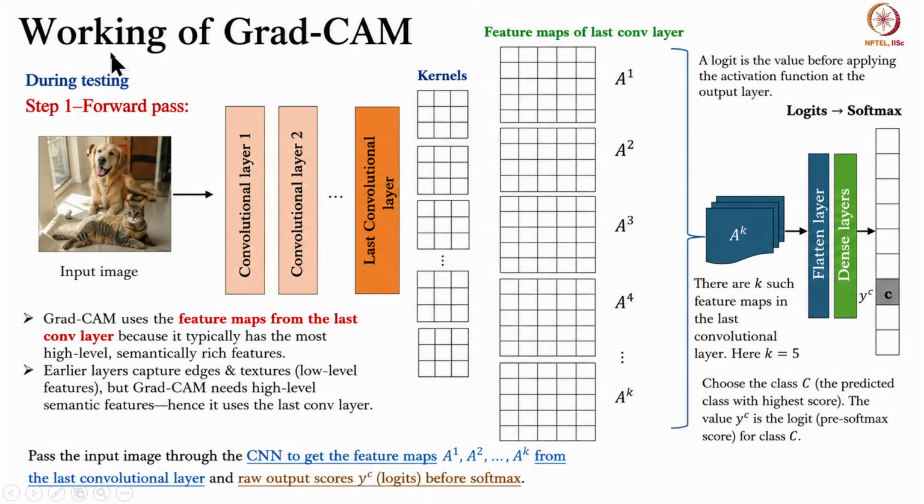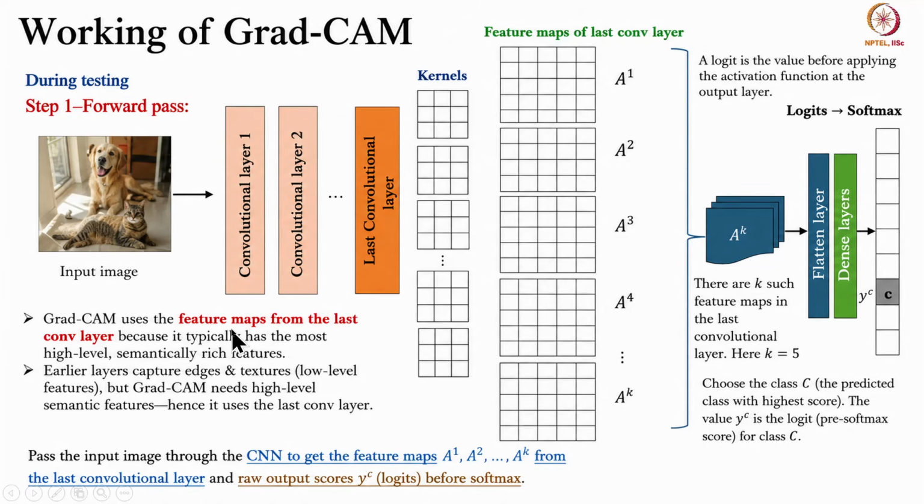In the first step, we have to make a forward pass. Input image is passed through various convolutional layers and reaches the last convolutional layer. Though every convolutional layer generates kernels and feature maps, here we are concerned only with the last layer. So here last layer is shown in dark color. We have these kernels, and these are the feature maps that are generated. They are numbered like A1 through AK.